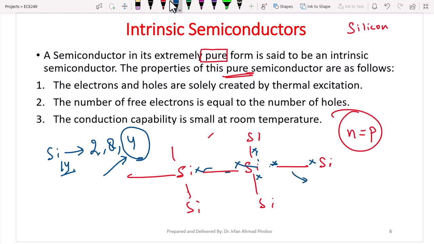So it is a kind of covalent bonding that we are having, and this structure will continue for the whole material, the whole crystal. Now because all the electrons are properly in covalent bonds, we don't have any free electrons, and due to that, the conductivity of the material gets decreased.